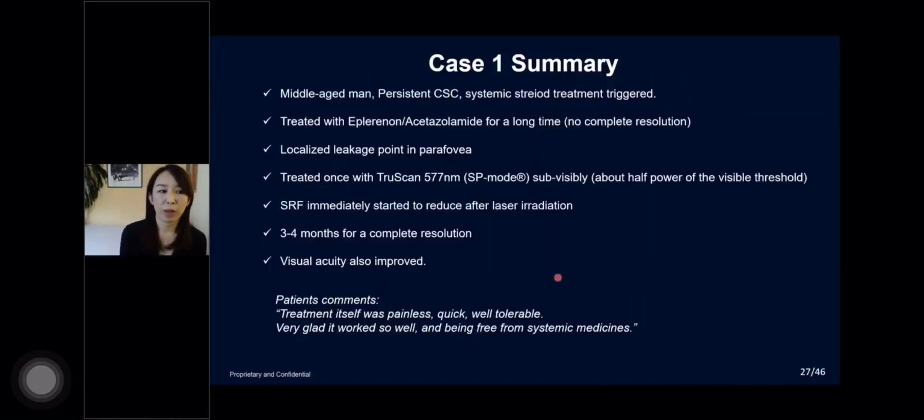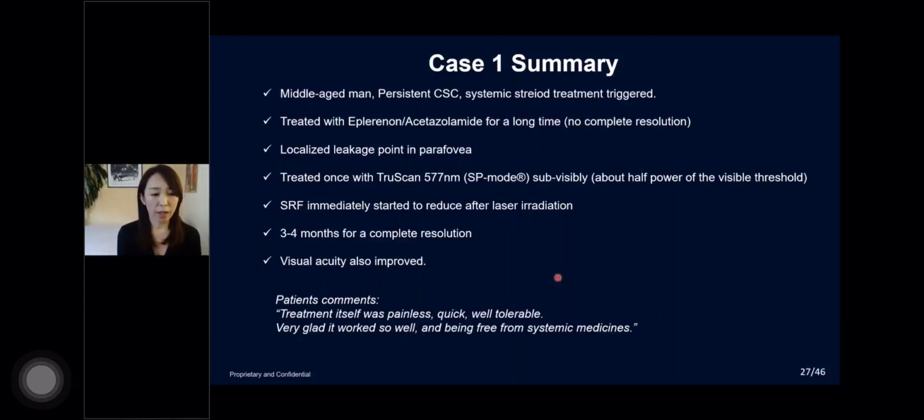This is the summary of case 1. Case 1 is a middle-aged man with persistent CSC, unfortunately triggered by systemic steroid treatment, and first treated with eplerenone or acetazolamide for a long time, more than half a year, almost 8 or 9 months, but with no complete resolution. In angiography, we could see a localized typical leakage point. Therefore, treated with TruScan SP mode subvisibly, meaning about half the power of the visible threshold, around the leakage point.